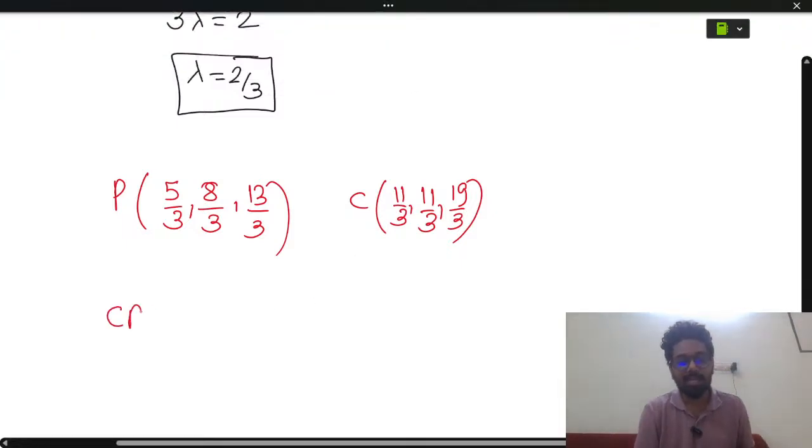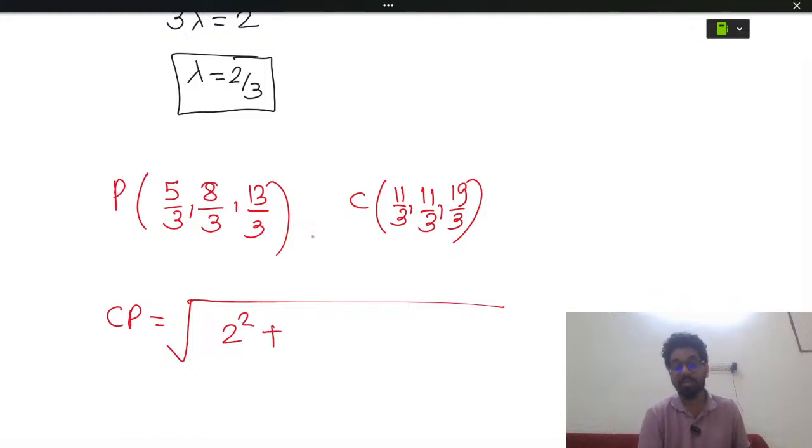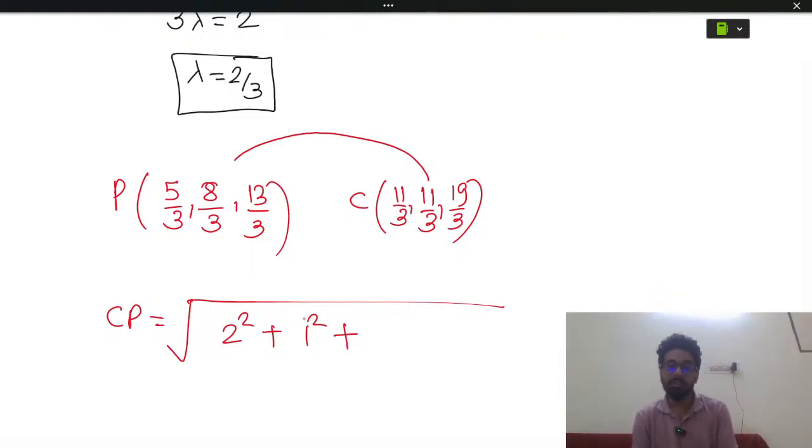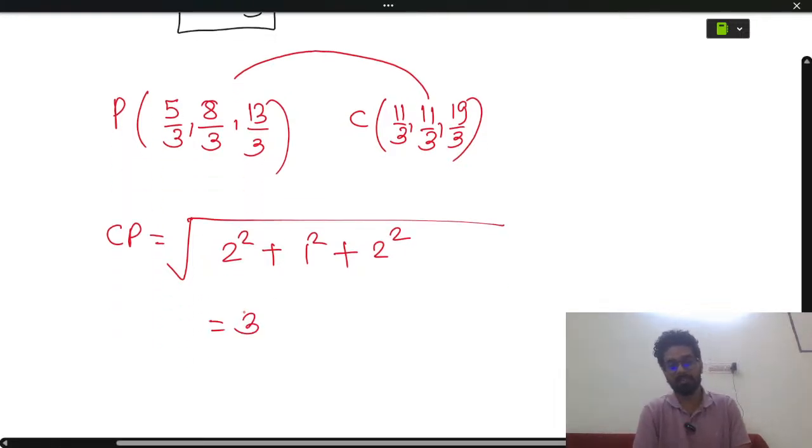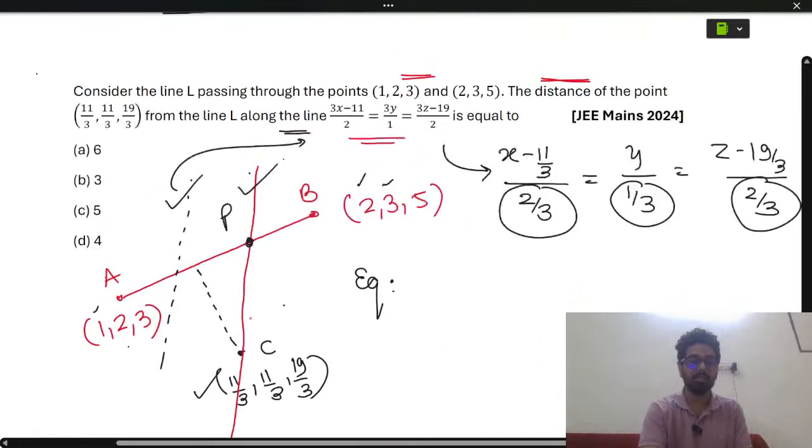So what is CP? CP is x2 minus x1 whole square. So 11 by 3 minus 5 by 3 is 6 by 3, 6 by 3 is 2. Now y2 minus y1 whole square. So 11 by 3 minus 8 by 3 is 3 by 3, which is 1 square. Plus z2 minus z1 whole square. So 19 by 3 minus 13 by 3 is 6 by 3, 6 by 3 is 2 square. So 4 plus 4 is 8, plus 1 is 9. So CP is equal to 3.